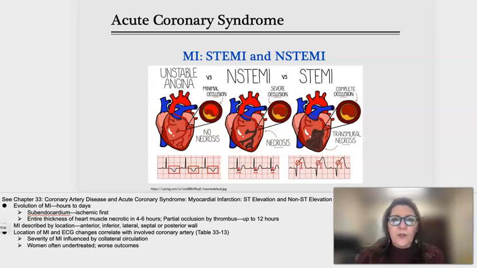So let's look at this picture for a second. So you have the unstable angina versus the minimal occlusion. And then you have the non-STEMI, which is severe occlusion, and then the STEMI, which is complete occlusion. Now you see that one on the right? That's called the tombstone. I know it's terrible, but that's what they call that EKG rhythm. You don't want to go in and see that EKG rhythm.